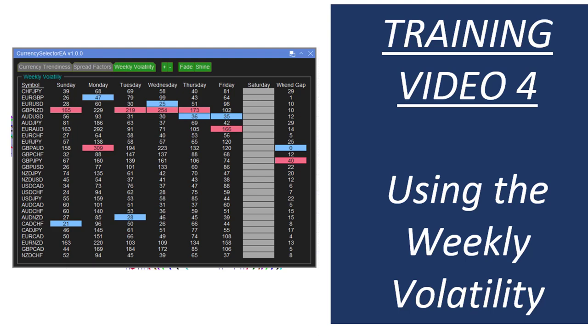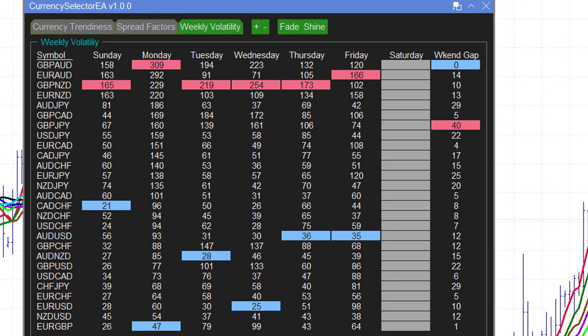Hi everybody, we're on to training video number 4 for the Currency Selector EA, and we're going to be looking at the weekly volatility table. So on your screen you can see the weekly volatility table, the third table of the Currency Selector EA, and let's have a look at what information we can gather from this table.